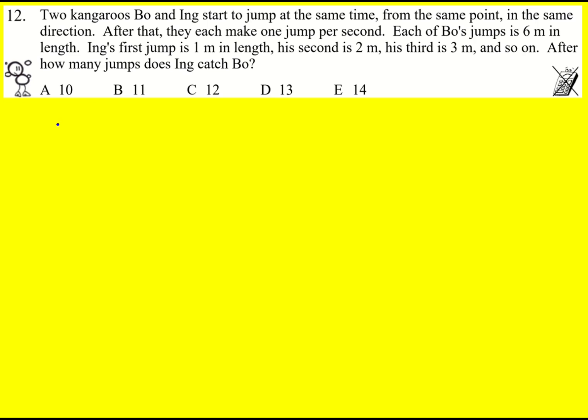Now, Bo is going to go 6 meters, then 12, and then 18. Actually, after n jumps, he will have gone 6n meters. Now we need to set that equal to 1 plus 2 plus 3 plus 4 up to n.